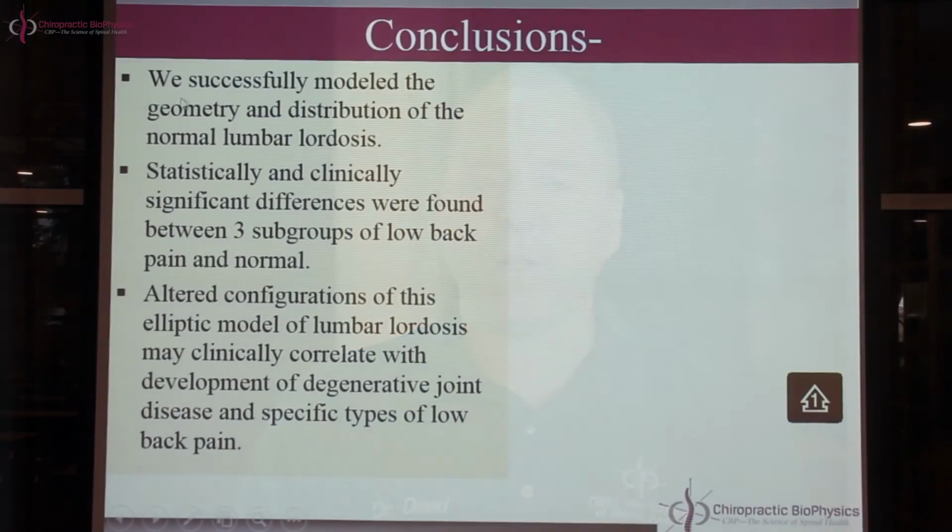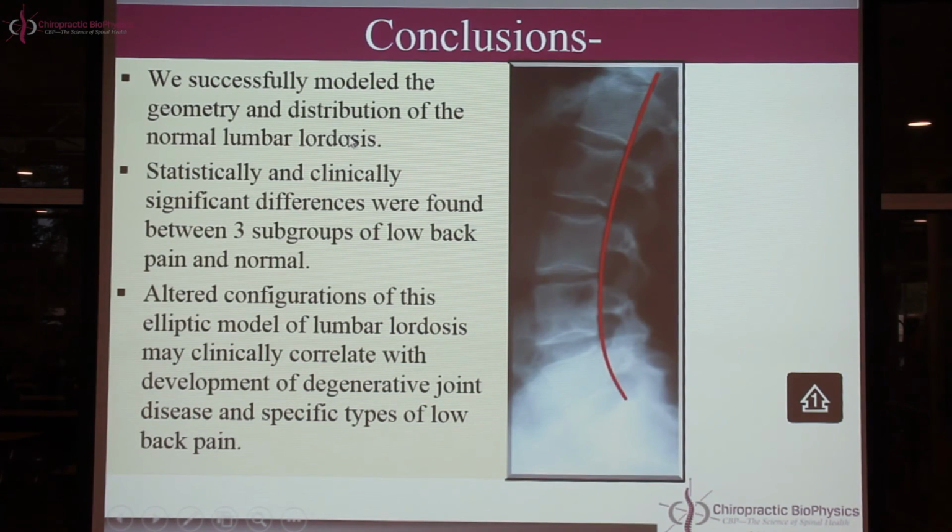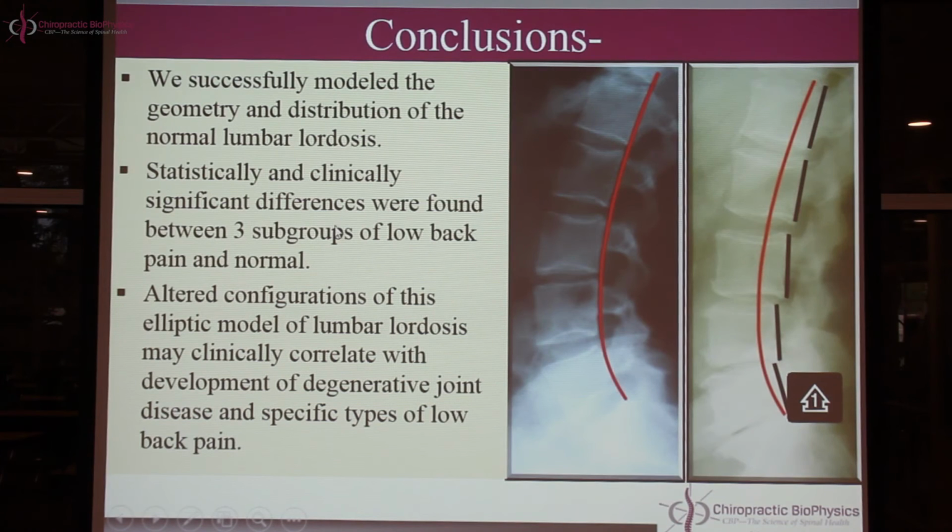Conclusion: we successfully modeled the normal subject, their lumbar curve, with an ellipse. We did segmental and total angles of curve. That's the normal. We identified statistically and clinically significant differences between 3 subgroups of low back pain. Shown here is one of them, the pathology group. Altered configurations of this elliptical model may clinically correlate with the development of future degenerative joint disease and specific types of low back pain. That's what we said in 1998. Today, that's exactly what has been found.